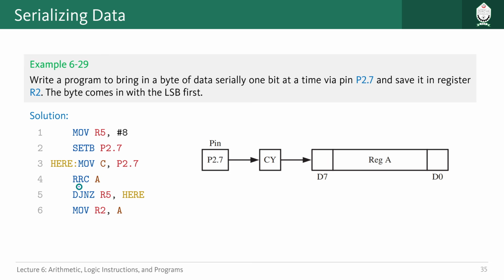So if I execute RRC A once, what will happen? The value stored in CY will go to the most significant bit of register A, and everything in register A will shift to the right by 1 bit. So in this way, each time we execute this loop, a value from pin 2.7 will come to CY, and that will go to the most significant bit with the help of RRC. After 8 times, all the bits will be filled up with data coming from pin 2.7. So this is how we serialize data coming from outside by reading.